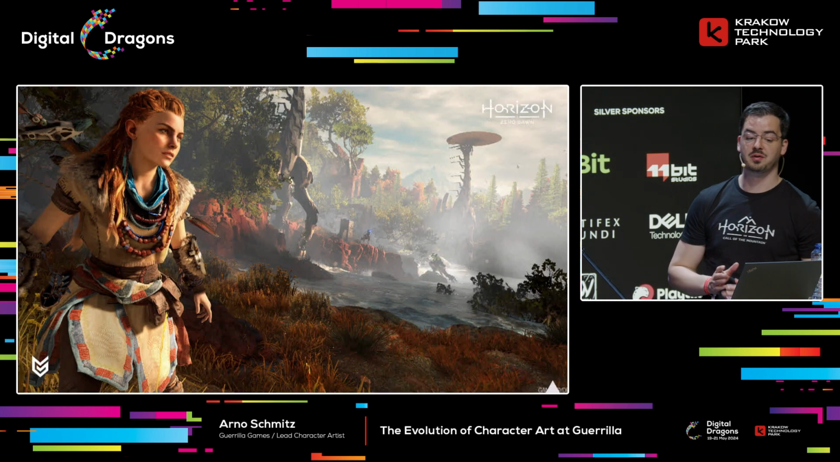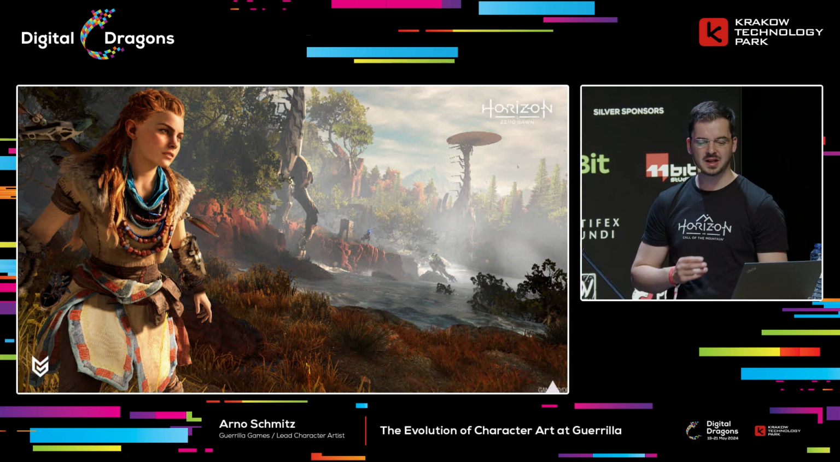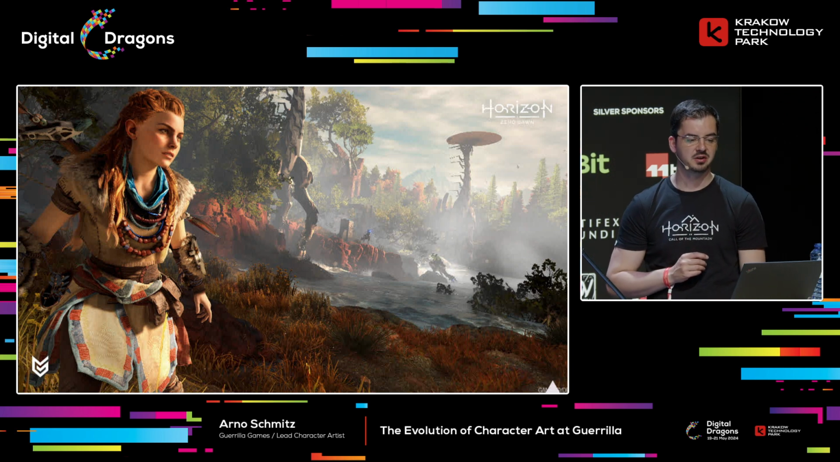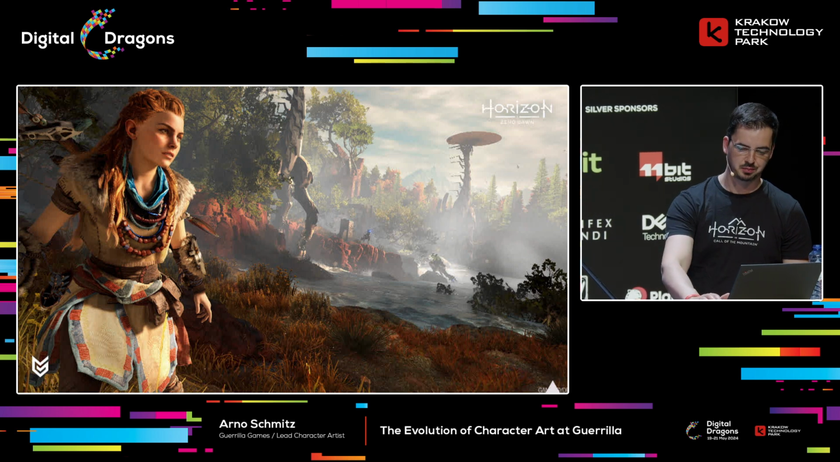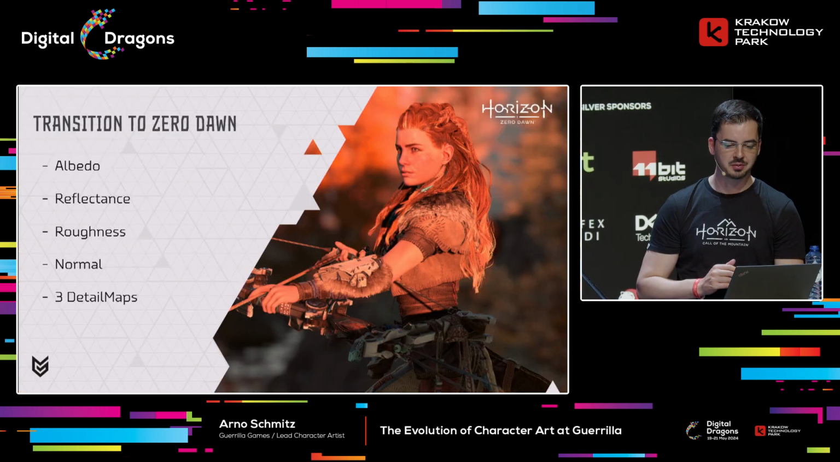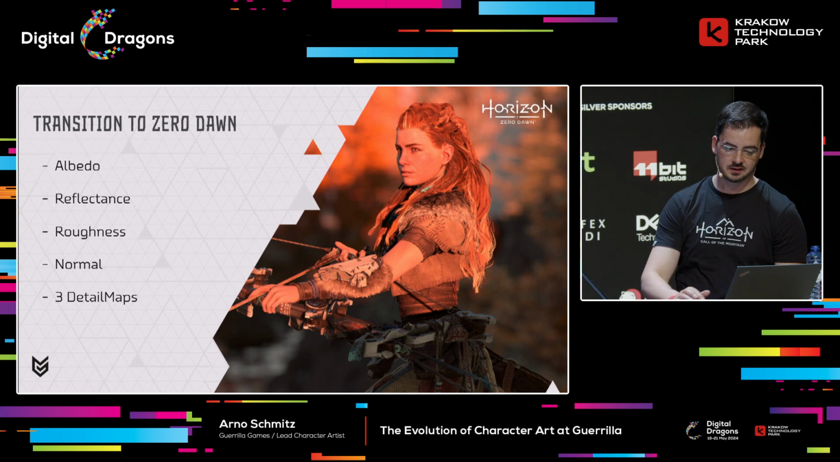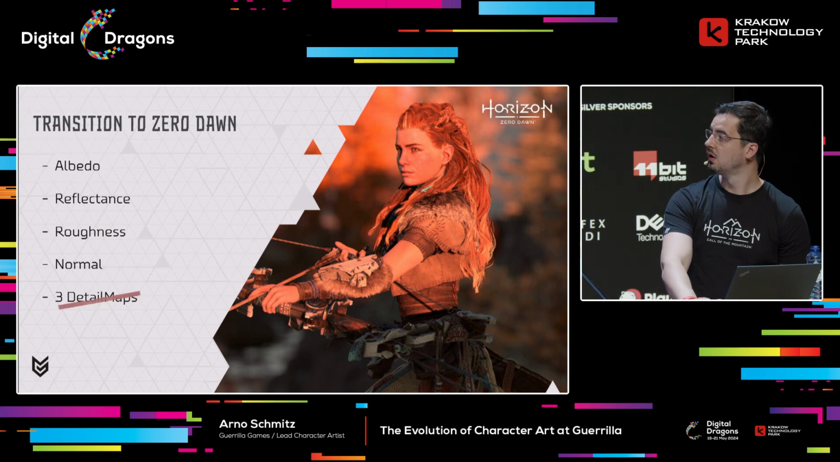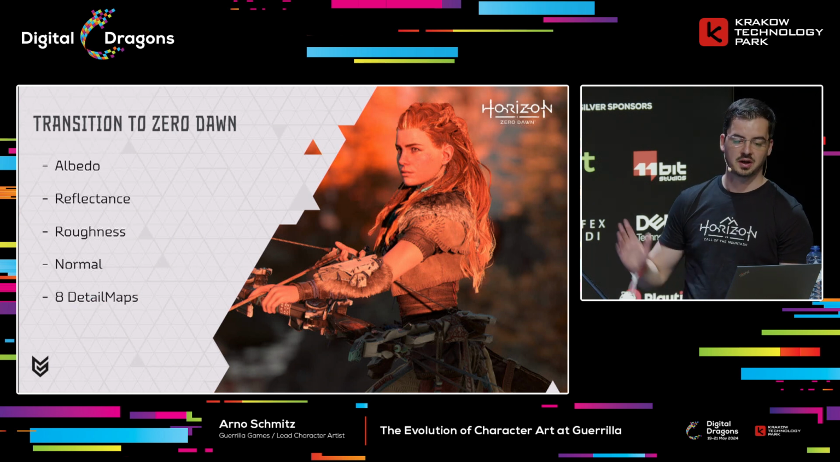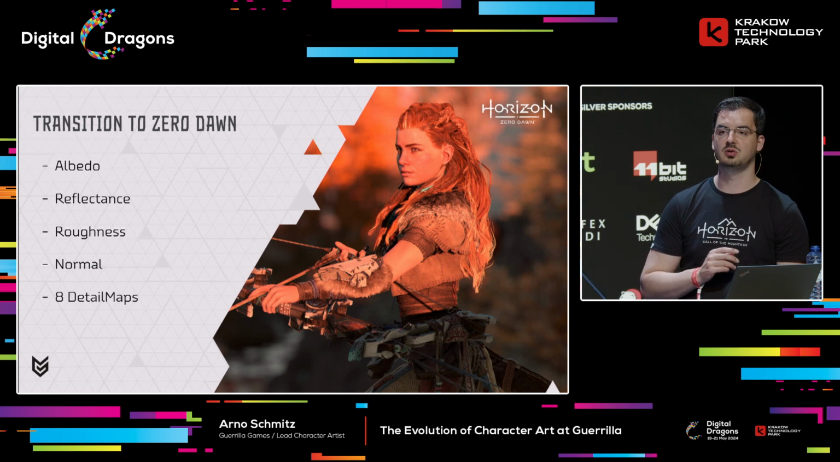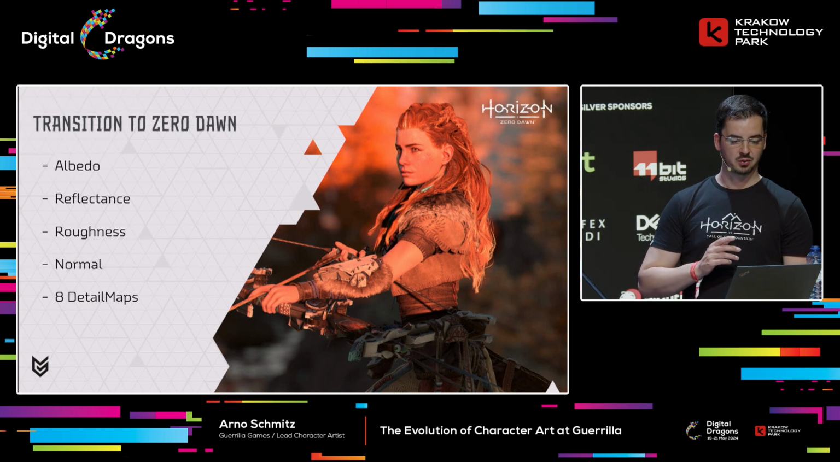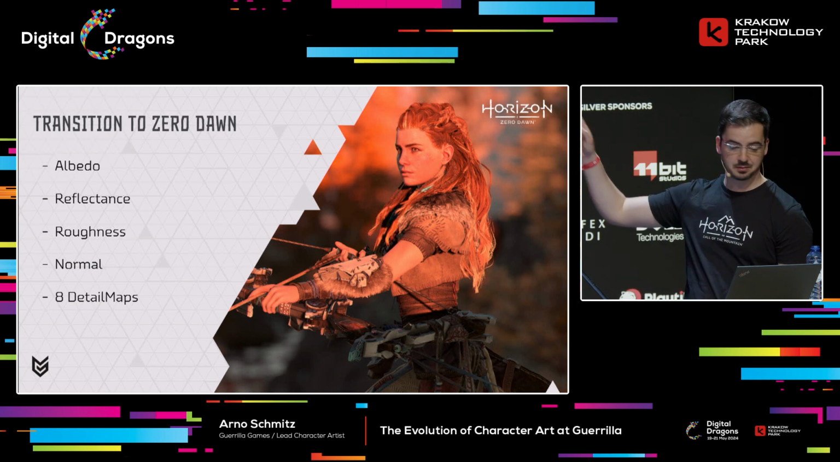Moving into the world of Horizon Zero Dawn, we had a much bigger palette of materials we needed to cover. So we went ahead and started to brainstorm about possible improvements. As a reminder, this is where we were at the end of Killzone Shadow Fall, and this is where we're going for Horizon Zero Dawn. There's also a big improvement in the lighting system, so we decided to do a lot less baking into the albedos. And we also went from 3 detail maps to 8.